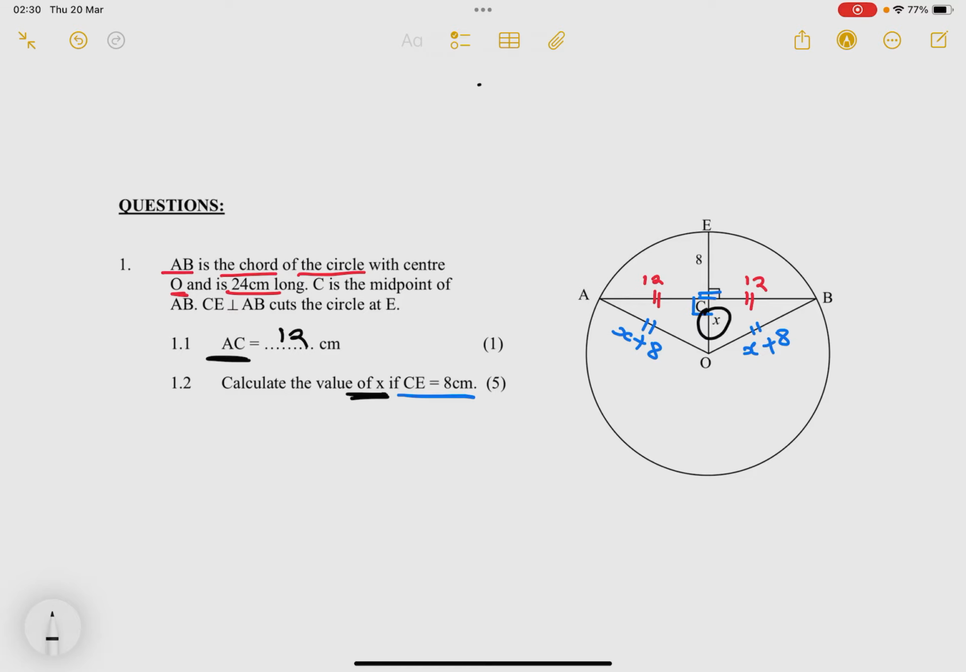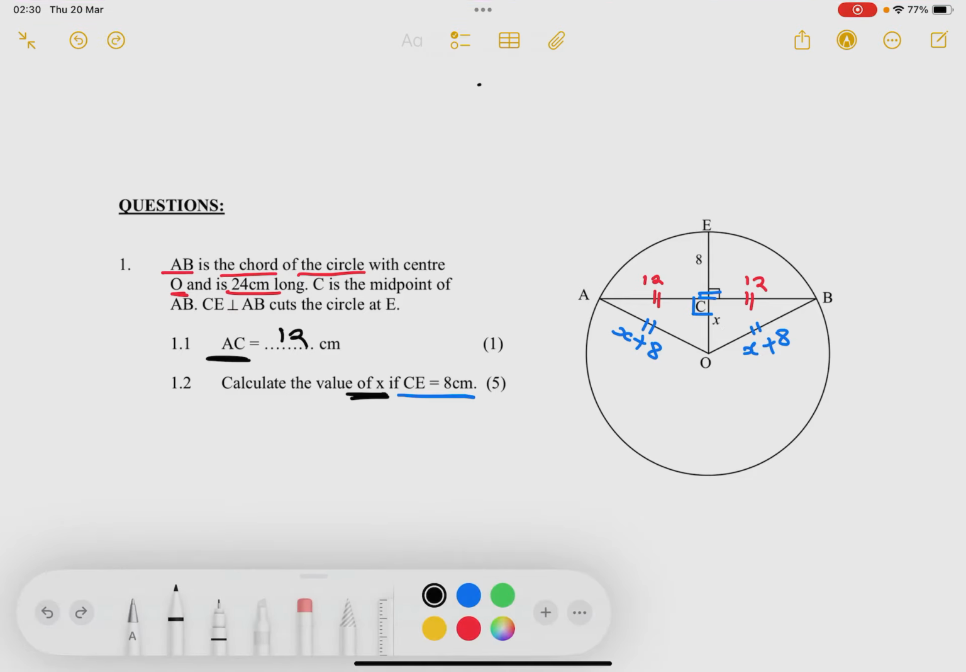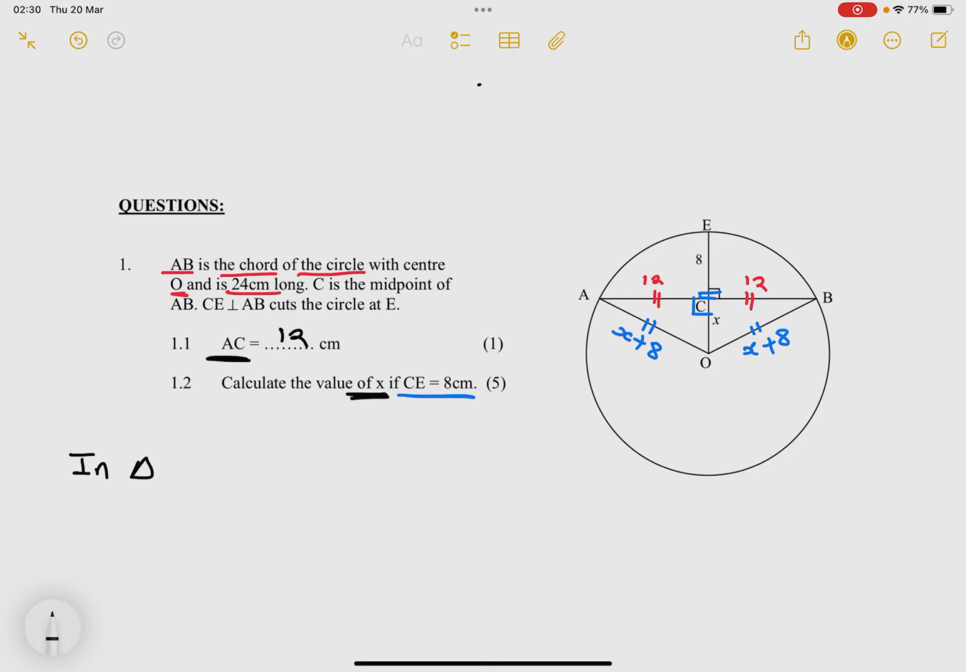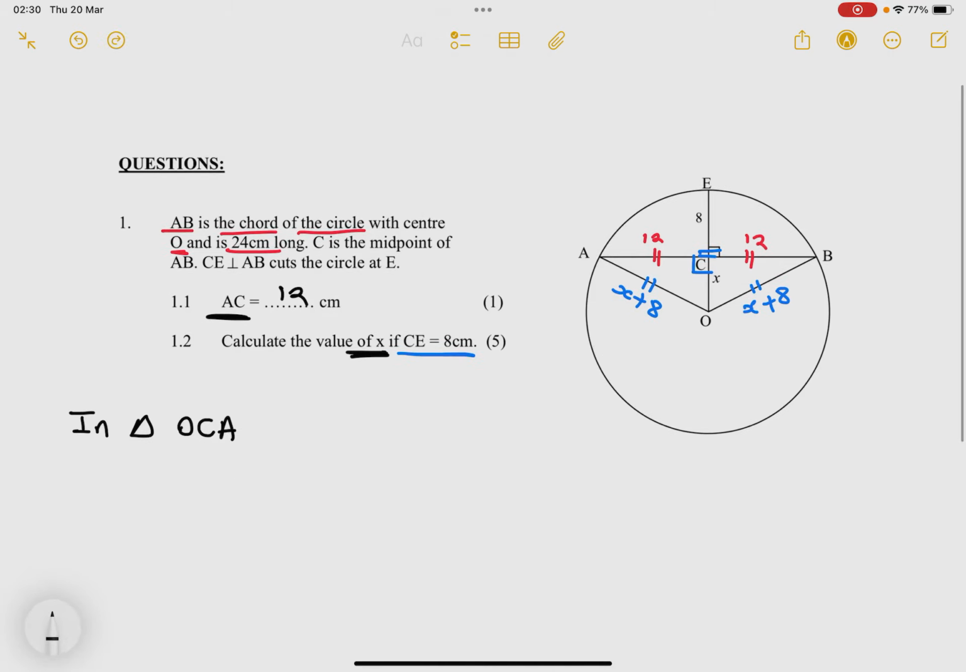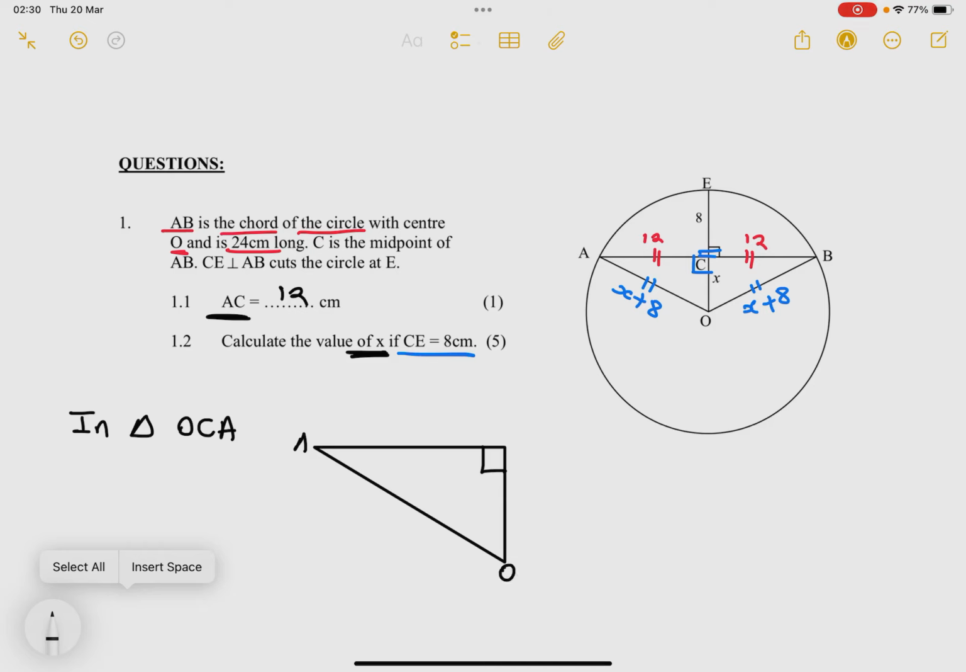So how do we find this value of x? Now I want to show you something. Let's just say in triangle OCA, right? So in triangle OCA, what are we looking at? This is triangle OCA, isn't it? So let me just draw this triangle OCA. So this is A, this is O, and this is C, right? You realize that this is 12, and this is x, and this is actually x plus 8.